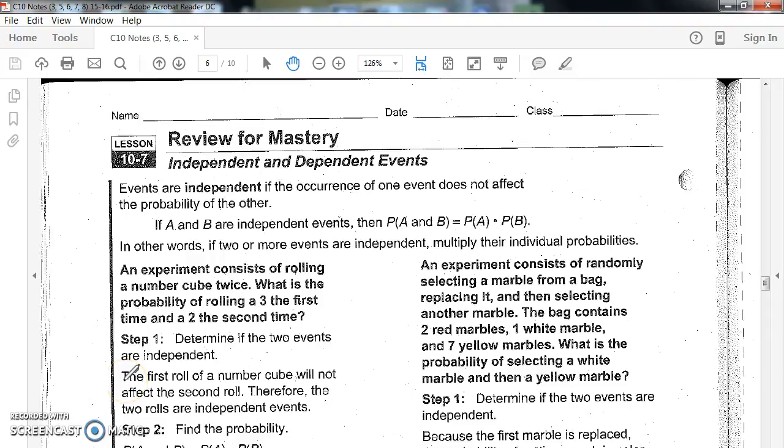Hello, this is the notes for section 10.7. We're going to be discussing independent and dependent events. Basically, what this means is probability when more than one thing is happening at a time.